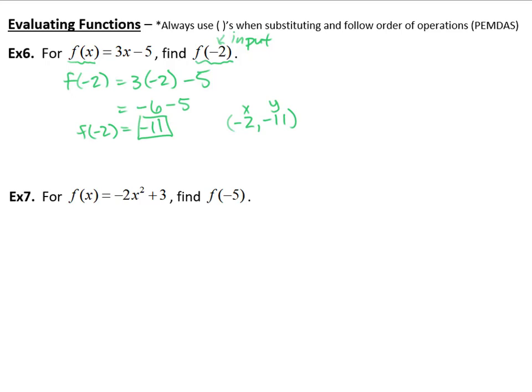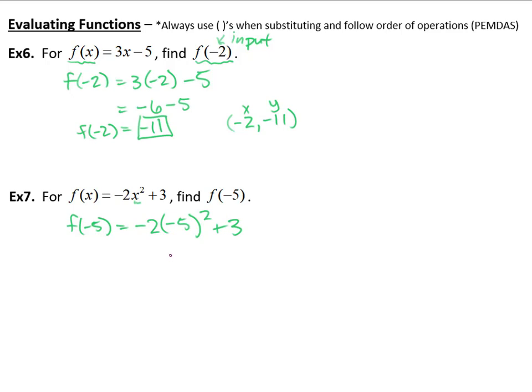Slightly more complicated, but same idea, so hopefully this will go a little faster. For this particular function f of x, plug in negative 5. So again, if we're notating on the left here, just to make our work look a little bit nicer, we need to do negative 2 times, again, parentheses here, negative 5 squared plus 3. Again, we're replacing x here with negative 5. Make sure we use parentheses.